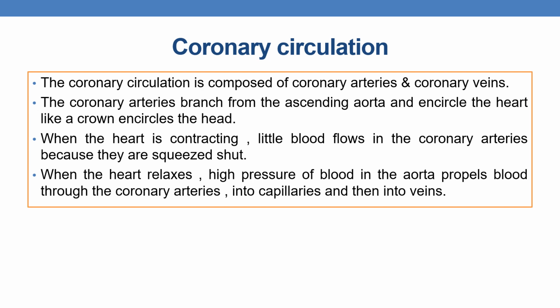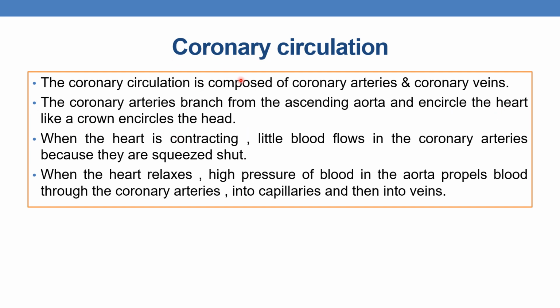So the first circulation is coronary circulation. As we have discussed earlier, the branches of ascending aorta supply the coronary arteries. So coronary arteries compose the coronary circulation. What is coronary circulation? The myocardium itself has its own network of blood vessels. That is nothing but coronary circulation. The coronary circulation is composed of coronary arteries and coronary veins.